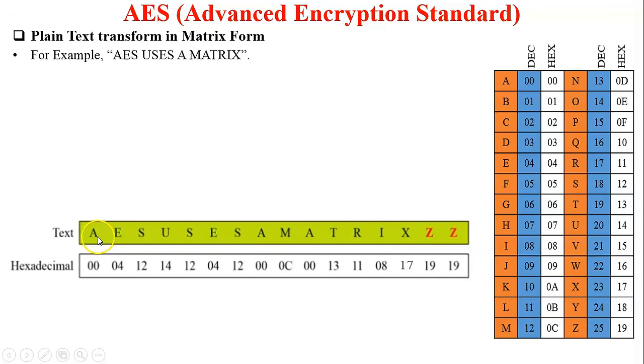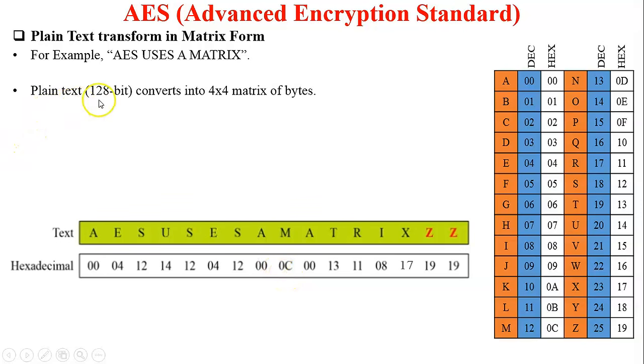Now all the characters are converted into numbers. How can I convert? You can see over here in this table, from A to Z I have given 0 to 25 decimal values. Then the decimal values are converted into hexadecimal values and the hexadecimal value is put over here. Now you can see A is 00, so its hexadecimal value is 00. For E it is 04, the hexadecimal value. S is 12. You can see over here S's decimal value is 18 and its hexadecimal value is 12, and all the remaining letters are replaced by numbers.